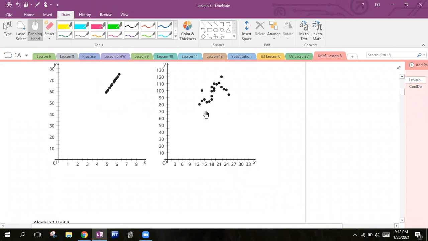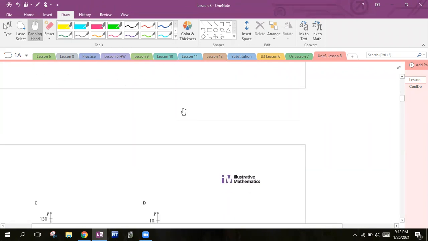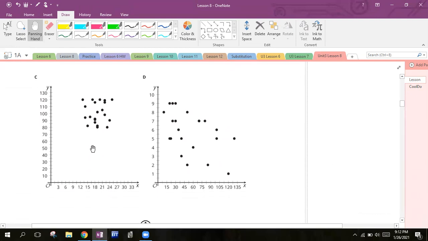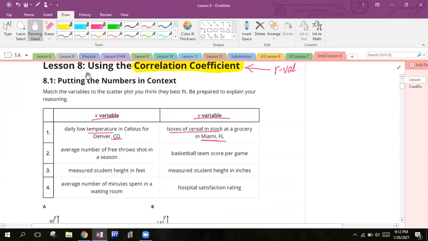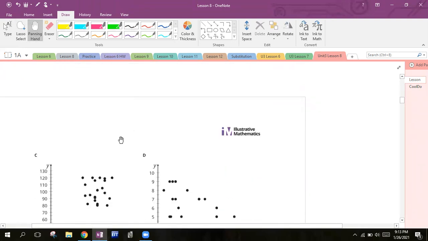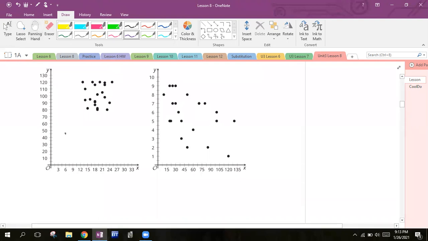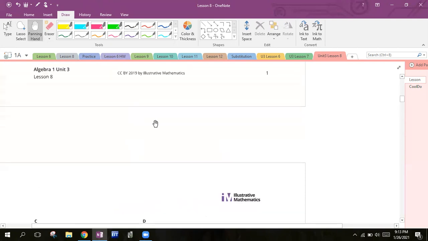So we can rule out this one because those have a really strong correlation. These even more strong than what you'd think. In my opinion, the temperature and the amount of cereal that's in stock have nothing in common. Therefore, their data is going to show that as well. So I would think that this first one is C because that data is so sporadic and there's no correlation here. So that's going to match that description.